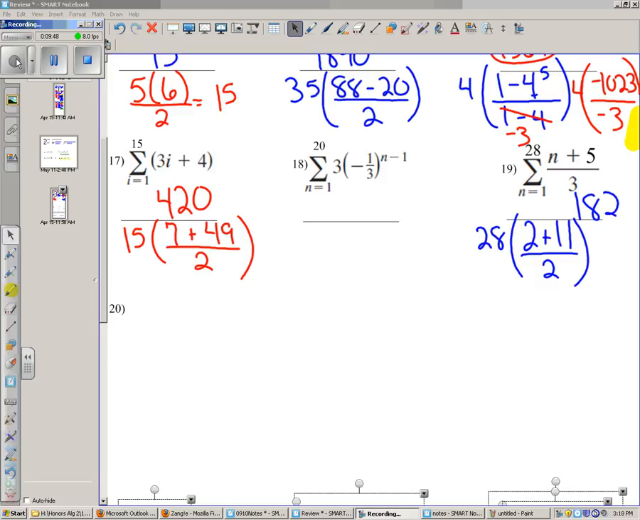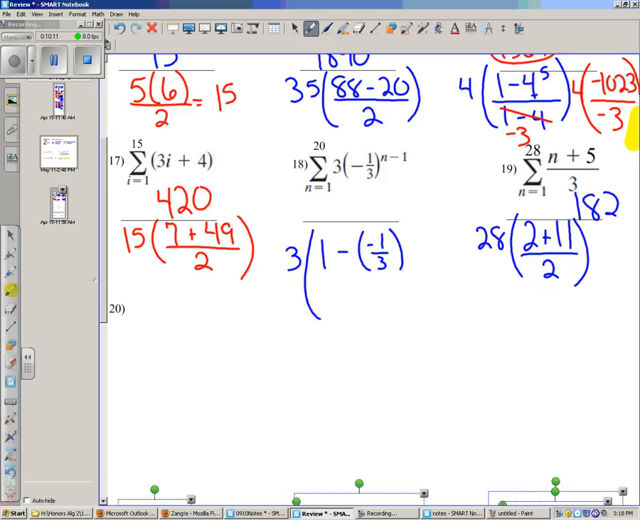Okay, so 18. On the assignment that we checked today, there was one where we estimated the decimal, but that's what's going to happen here. So letting your calculator help you will be very nice for this one. This is the geometric one, and so I need my first term, which is 3. And then in parentheses, I should have 1 minus r, which is negative 1/3 to the nth power, which is 20. And then over that, I'll have 1 minus negative 1/3.